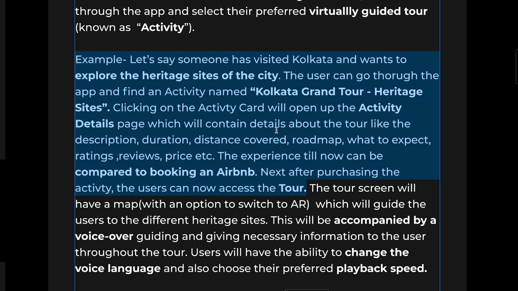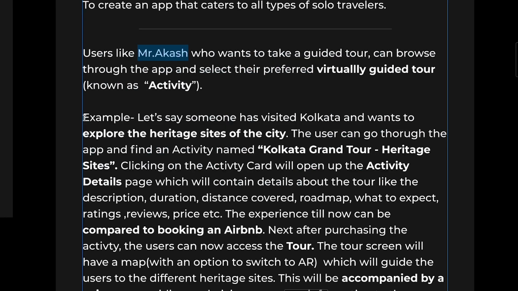And I'm sure that every city or every country has its own app where people can book guided tours. So my question is, are you making an app to book guided tours? Is that what this is, right? You're just creating another app to book guided tours.